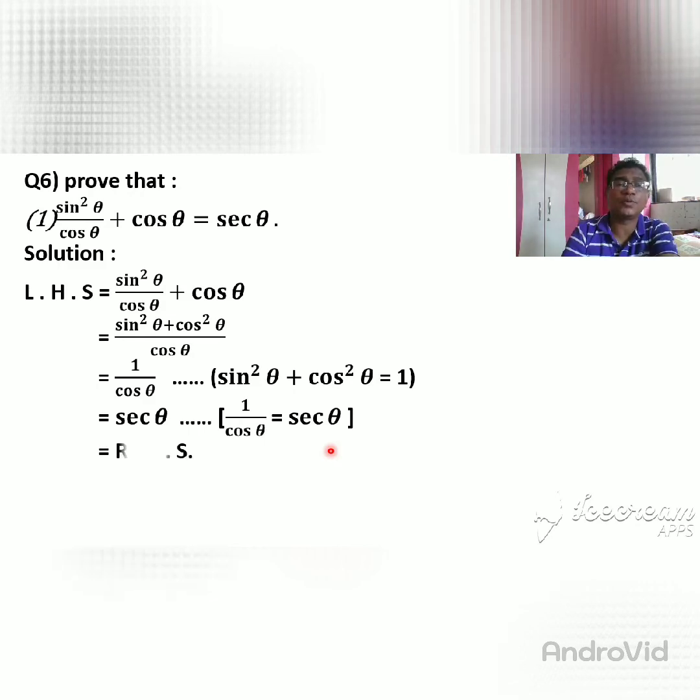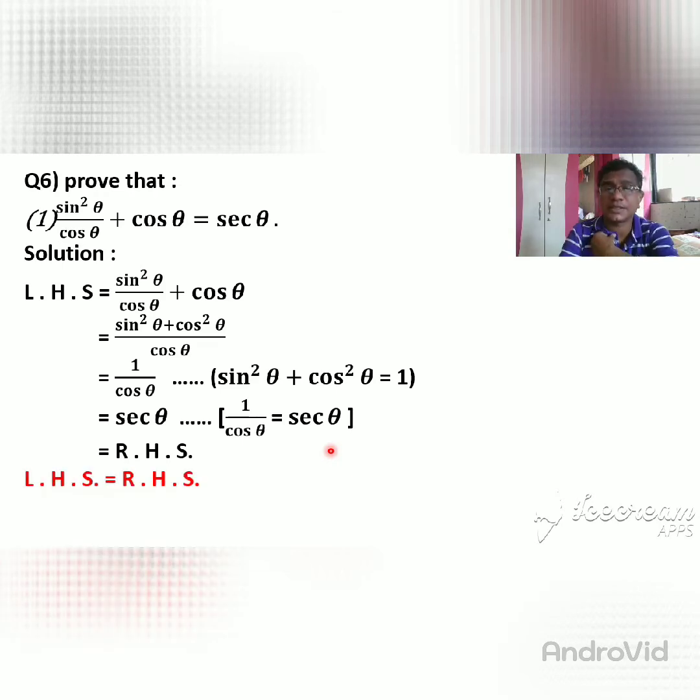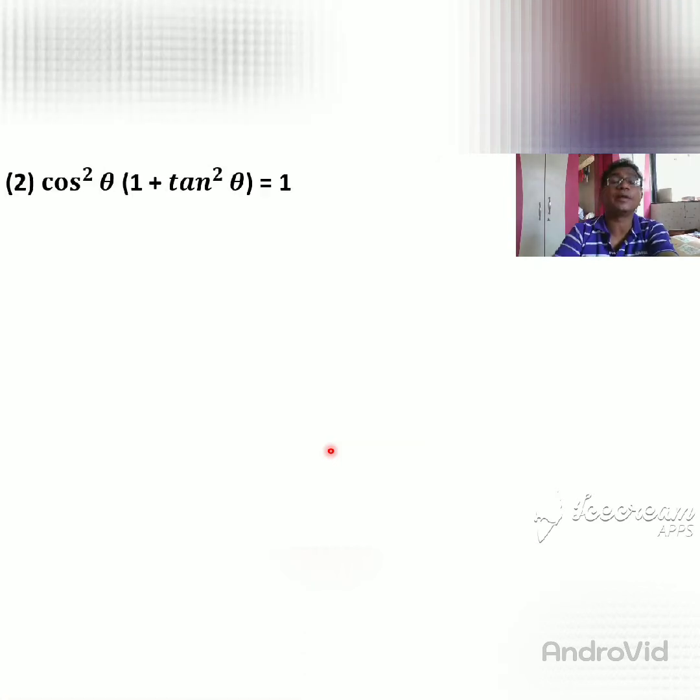Then we are going to learn problem number 2. So here both sides are the same, LHS and RHS are the same. So what you want to prove, that we prove here. Then we are going to solve the second problem. So what is the second problem here? cos square theta into 1 plus tan square theta.